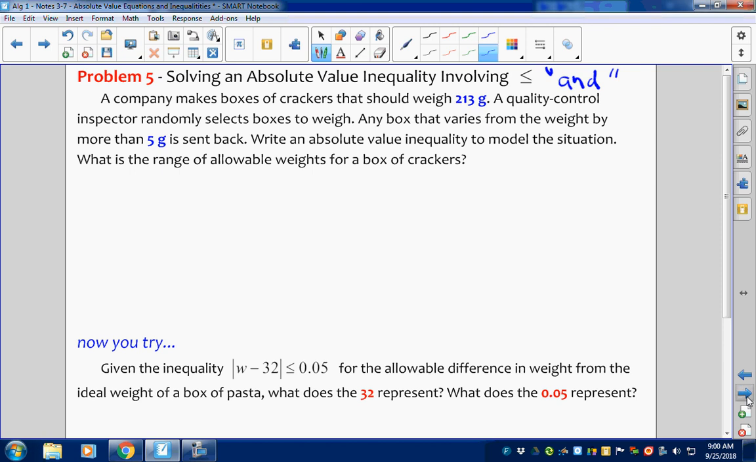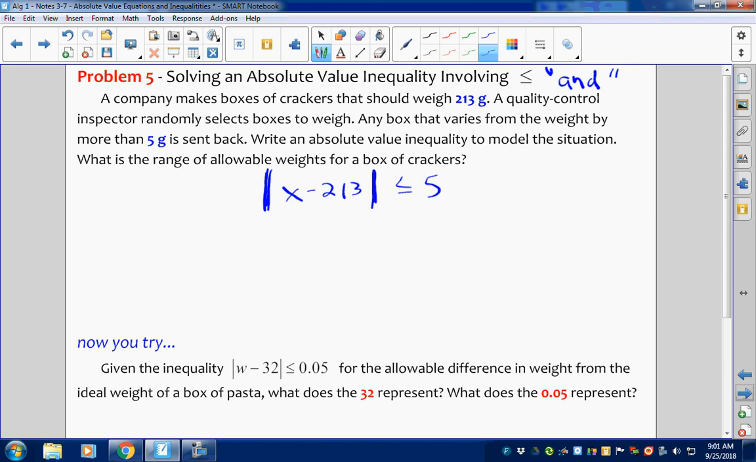So what we have here is the absolute value of x minus 213. The 213 is paired with the x because that is the center. That's the value that we're looking for. And it has to stay less than or equal to 5 grams on either end. Okay, so this is our setup. These are absolute value symbols. Don't think they're ones here. We'll make them thick maybe or something. So x minus 213 is less than or equal to 5.